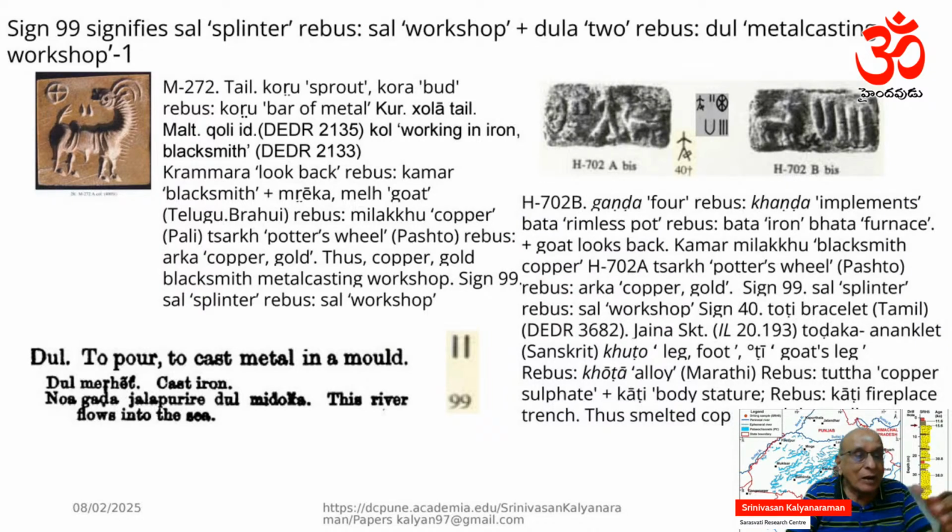Now I have detailed the meaning of each of these signs. If, for example, the tail can also be looked upon as a sprout, a small little sprout coming out of the small little tail. If it is a sprout, kuru, kora, bud. In Telugu also, kuru means bar of metal. So kola is the tail, kuru is a sprout, it can represent the tail and also a sprout.